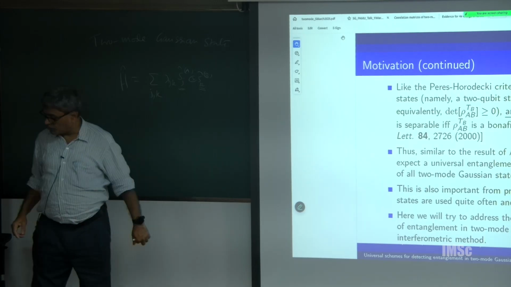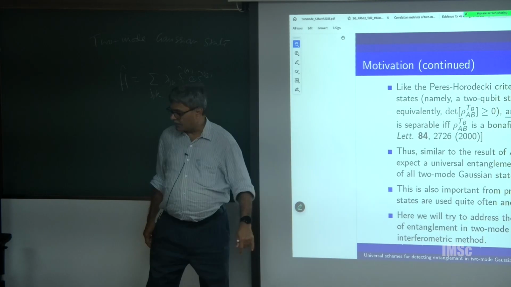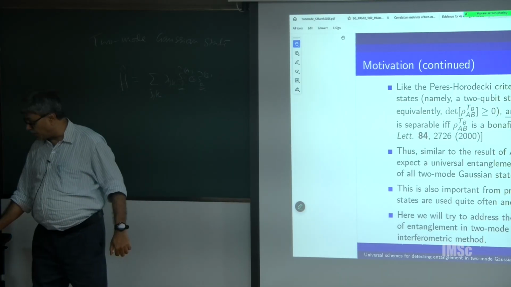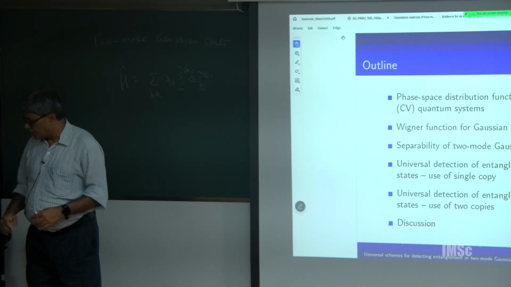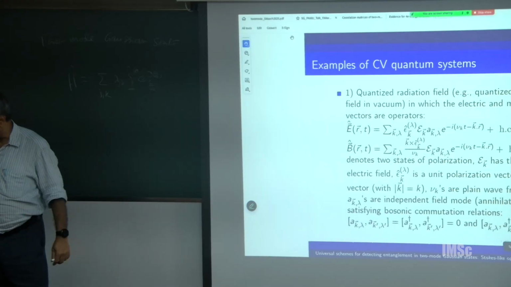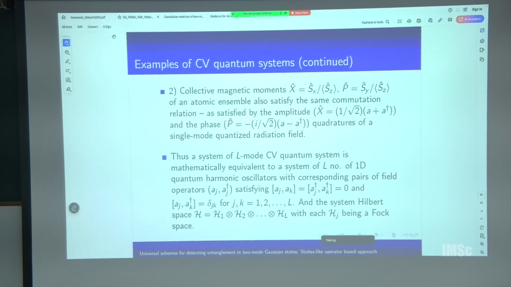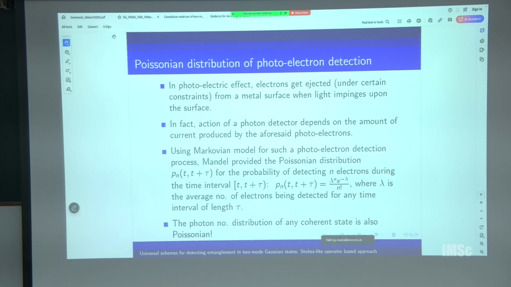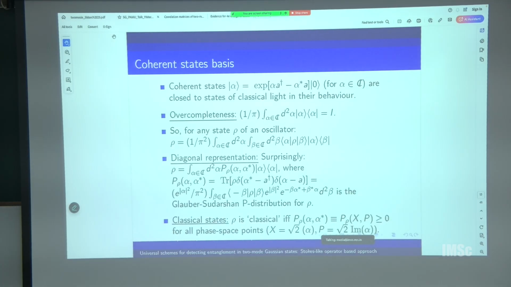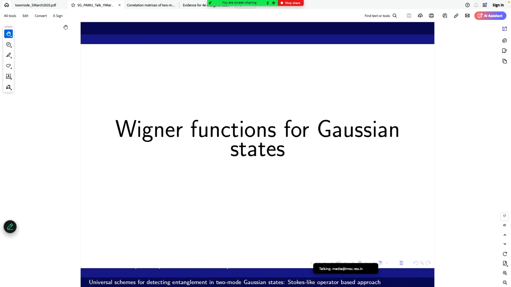Okay, maybe I will just go fast. This is what we are planning to do, universal detection of entanglement in 2 mode Gaussian states. I will not go through all these details, this phase space description etcetera, we already know. Let me just go to the actual scheme. The Wigner function etcetera you also know.